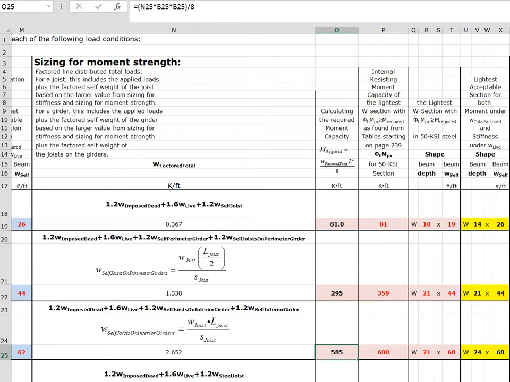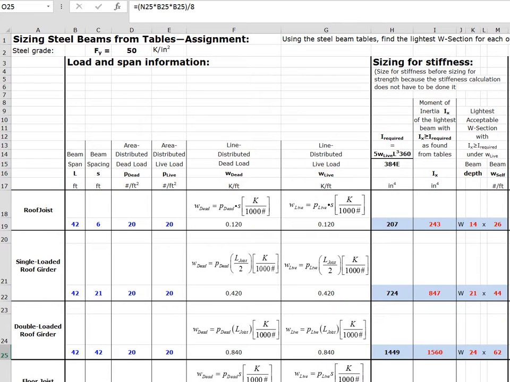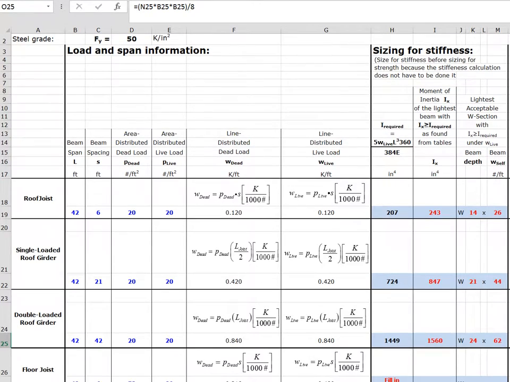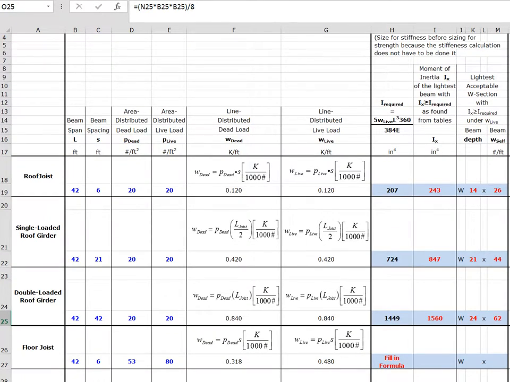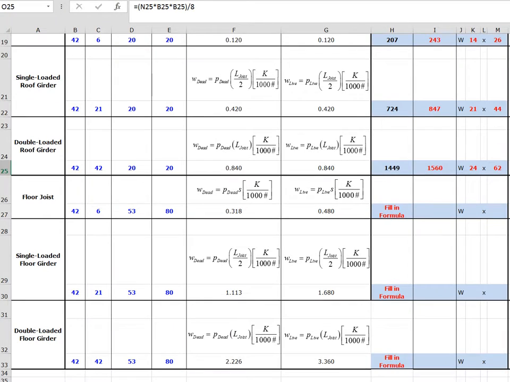Okay, so that sets up how you're going to go about doing this assignment. Now I'm going to scroll down a little bit, and I'm going to let you see what the rest of this spreadsheet looks like. So we got floor joist, single loaded floor girder, double loaded floor girder. I've already input all these numbers the way they ought to be.